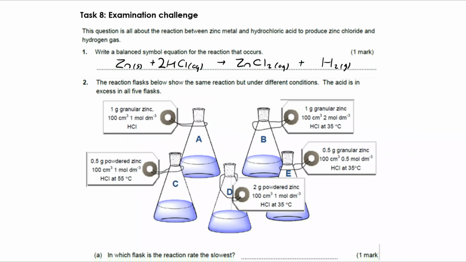Okay, for question 1, we're told zinc is reacting with hydrochloric acid. We're making zinc chloride. You would be expected to know that zinc is +2, so you would get to ZnCl2, and you need to know that hydrogen is diatomic.